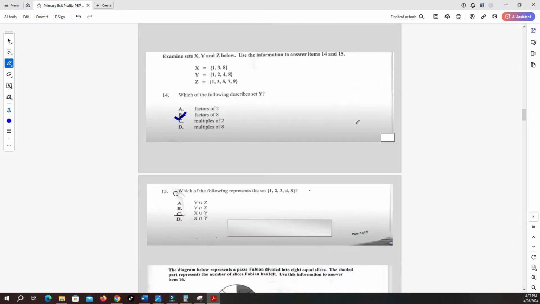Alright, let's move to the next one. I think I did it already as well. Which of the following represents the set 1, 2, 3, 4, 8?